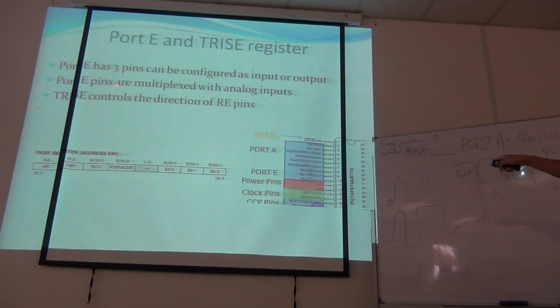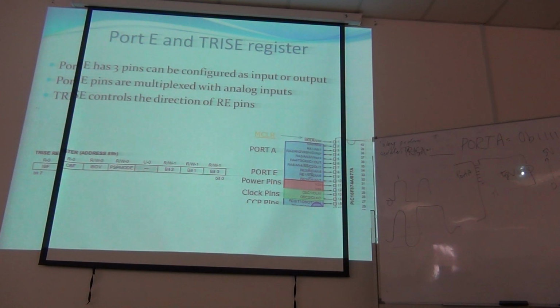Okay. Port E pins are multiplexed with analog inputs. You can see that this was /AN5. So just now we also had RA. Port A can be used as digital input, and also port E. You can choose which one, A or E. Okay. So the TRIS E will control the directions. TRIS E is to control whether it's input or output.